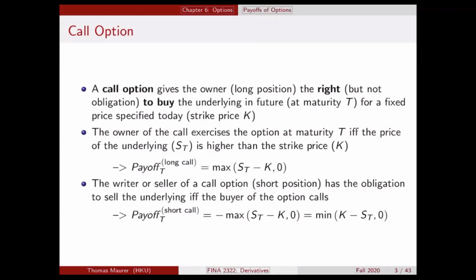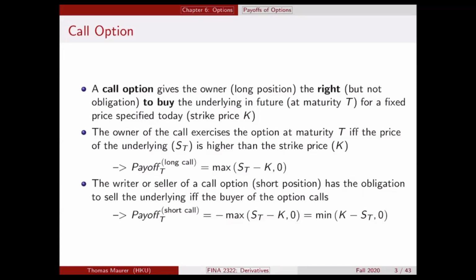On the other side, the writer or seller of the call option, we also call this position the short position. She cannot choose whether she wants to trade at the maturity date and just has to do whatever the long position decides. And again, we know that the long position will actually buy the underlying asset at strike price K only if the underlying is worth more than that. And therefore, the payoff is exactly opposite of the long position. It's minus the maximum of ST minus K or 0.